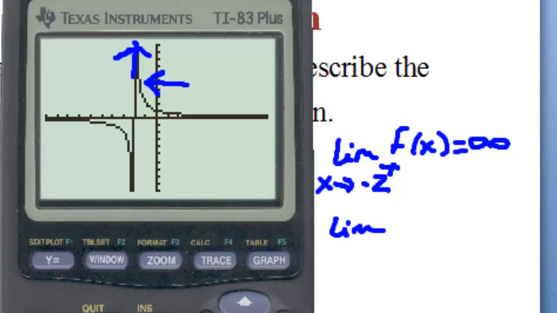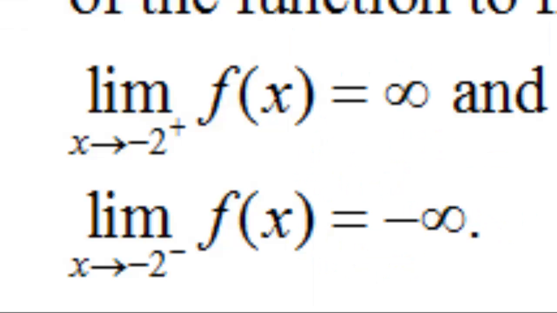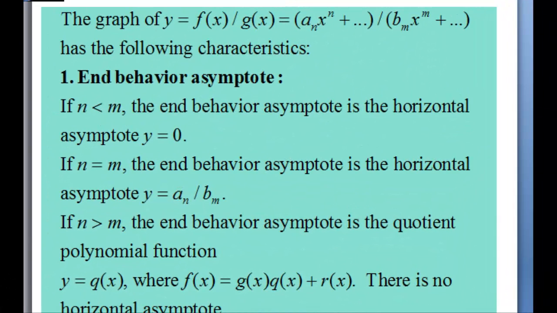And the limit as x approaches -2 on the negative side, so it's a little minus up there, of the function f of x, we are getting closer and closer. We're headed down to negative infinity. Here are these limits written out a little bit neater so that you can actually see how they should look. We're going to look at some rules for how we would graph a rational function.